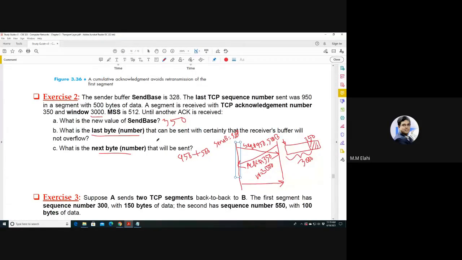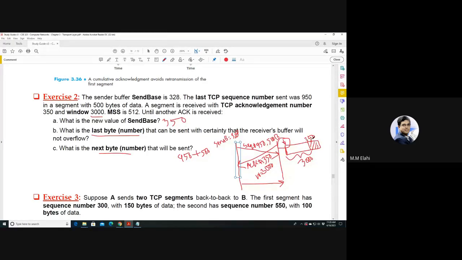Okay. What is the last byte number? Last byte number means, see, up to 350 received, and at that time the free space at the receiver's buffer is 3000. The question asks what is the last byte number that can be sent by the sender so that the receiver's buffer will not overflow. So that means the sender can send up to this point, right? This is the last byte number that the sender can send. If the sender sends more bytes, then the receiver has no space to store, right? That will be overflow.